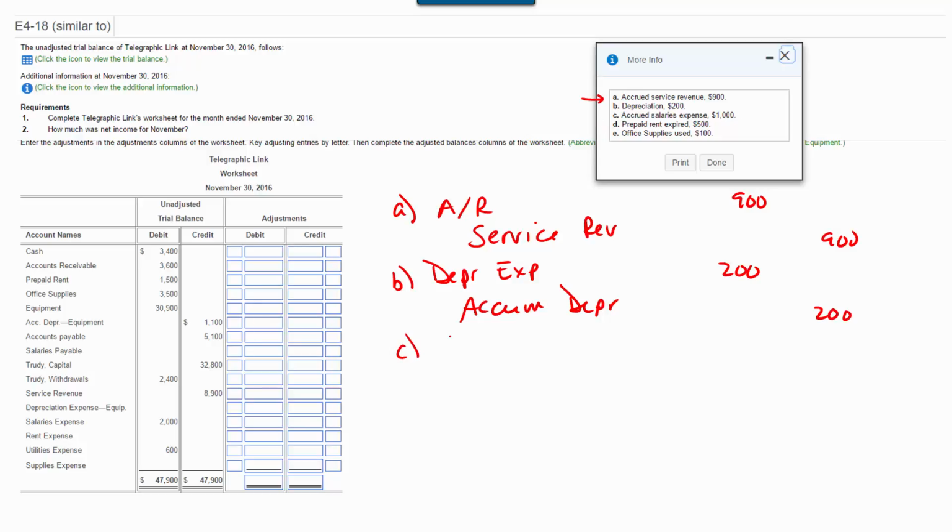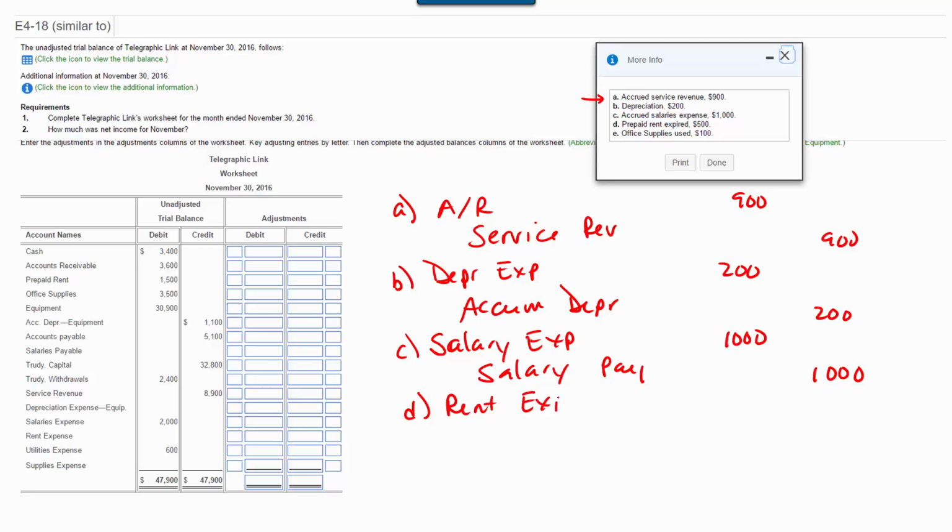Accrued salaries expense is transaction C. So I'm going to debit salaries expense and credit salaries payable for $1,000. Transaction D is that the prepaid rent expired, so that's how much was used. So I'm going to debit rent expense. I'm going to credit the asset, prepaid rent, for $500.